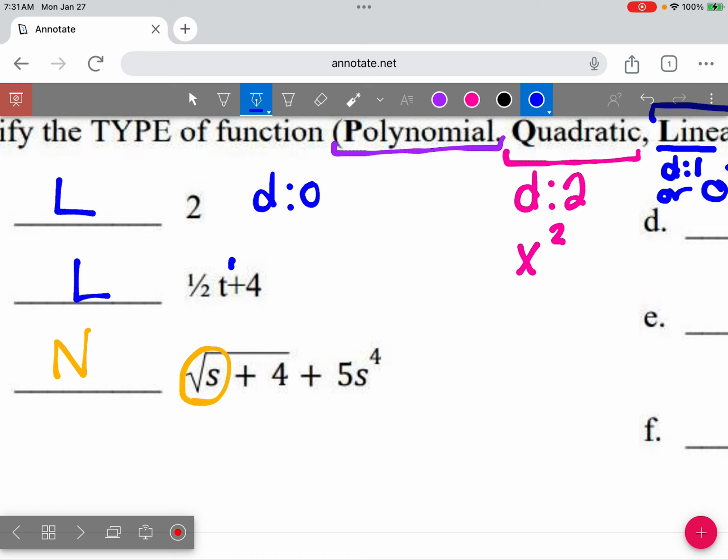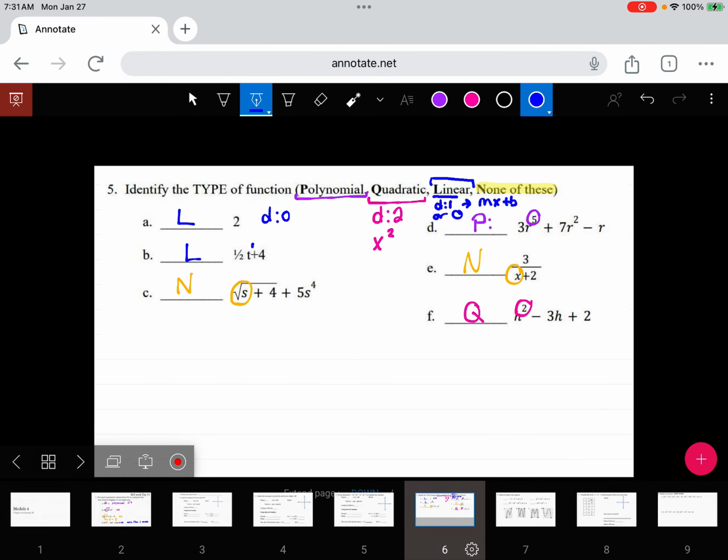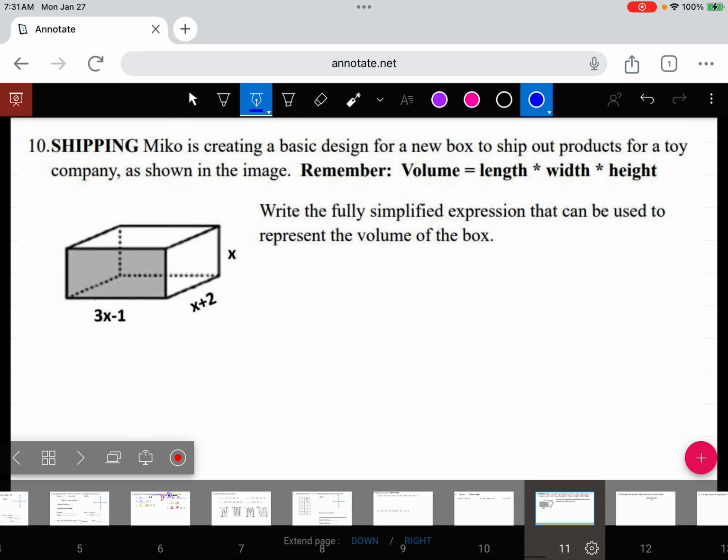All right. What else do you guys want to work through? Don't get to pick. Can we do 10? Let's look at 10. Ah, the boxy one. Boxy box.